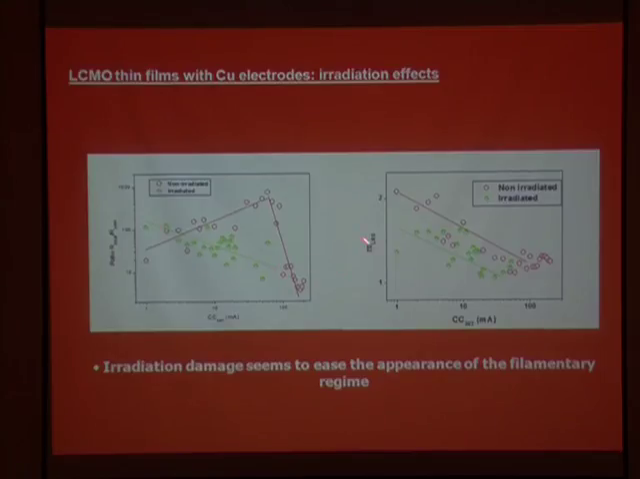are the green points, it seems that we have a faster degradation in the case of the irradiated sample, and a faster approach to a slope of 1 in the case of the irradiated samples also. So this indicates that the radiation damage could ease the appearance of the filamentary regime.